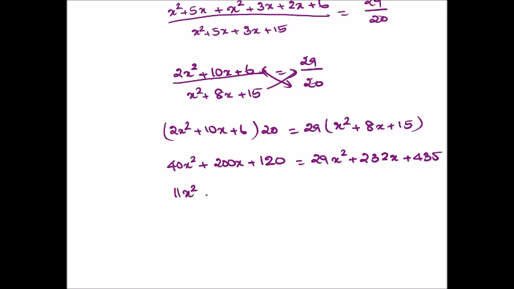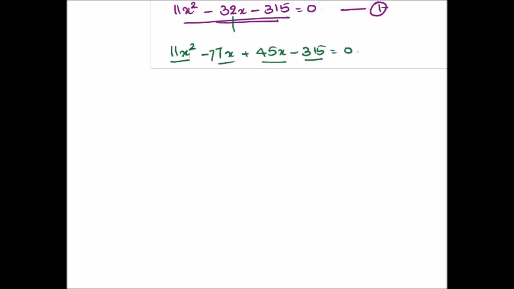11x square minus 32x minus 315 is equal to 0. Here we get the quadratic equation. Now solving the quadratic equation, we will get the value of x.